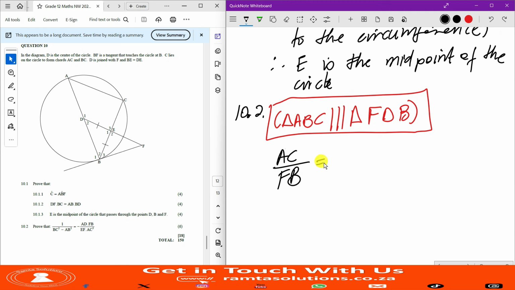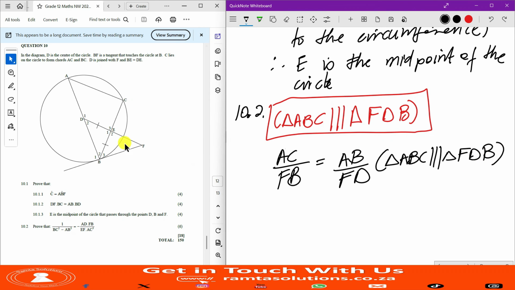So AC over FB. What is it equal to? I'm going to try AB. AB corresponds to what? To FD. It corresponds to FD. Why am I saying this? Because I said triangle ABC is similar to triangle FDB. This is what I said. Now, I then want to think deep about this.